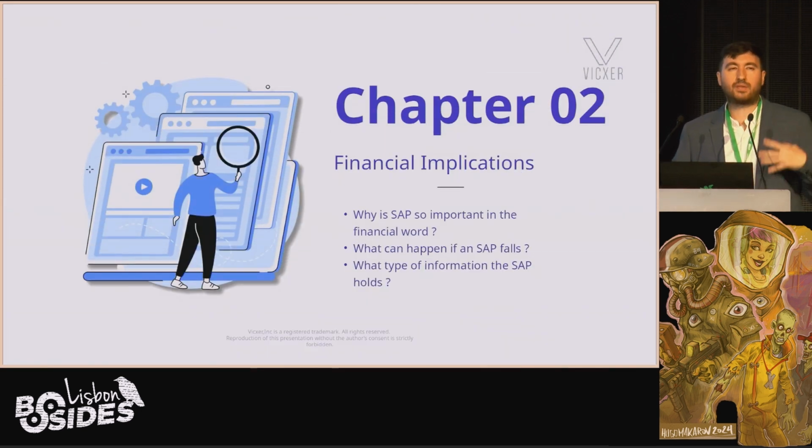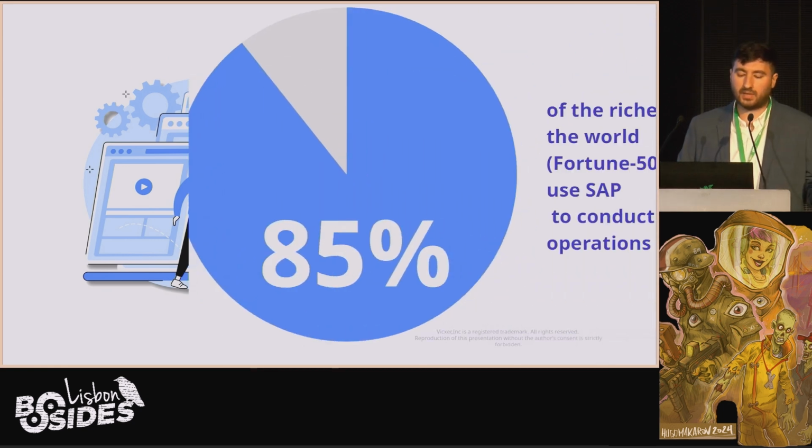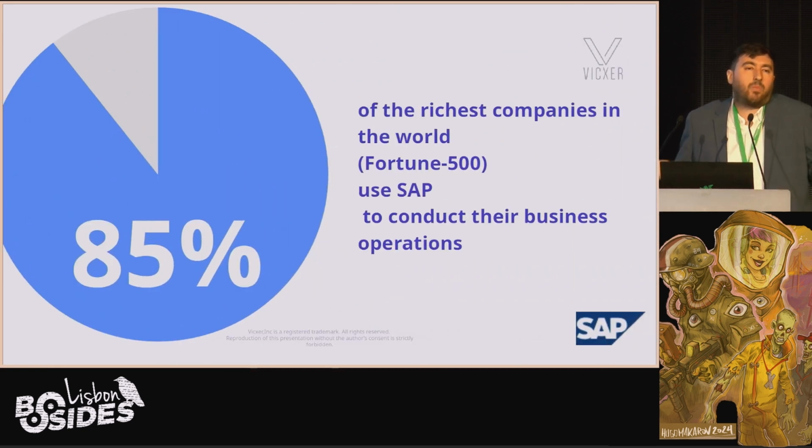Chapter 2, what are the financial implications? We know a little bit, okay, what SAP is. Why is it so important in the financial world? Look at this number.